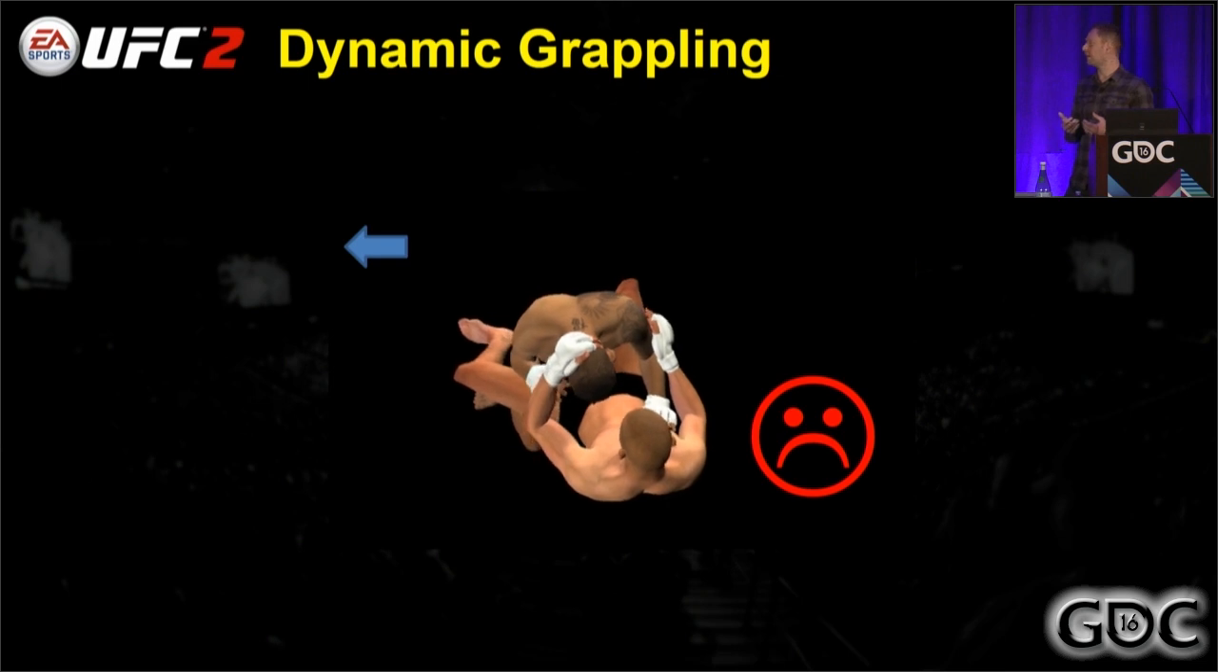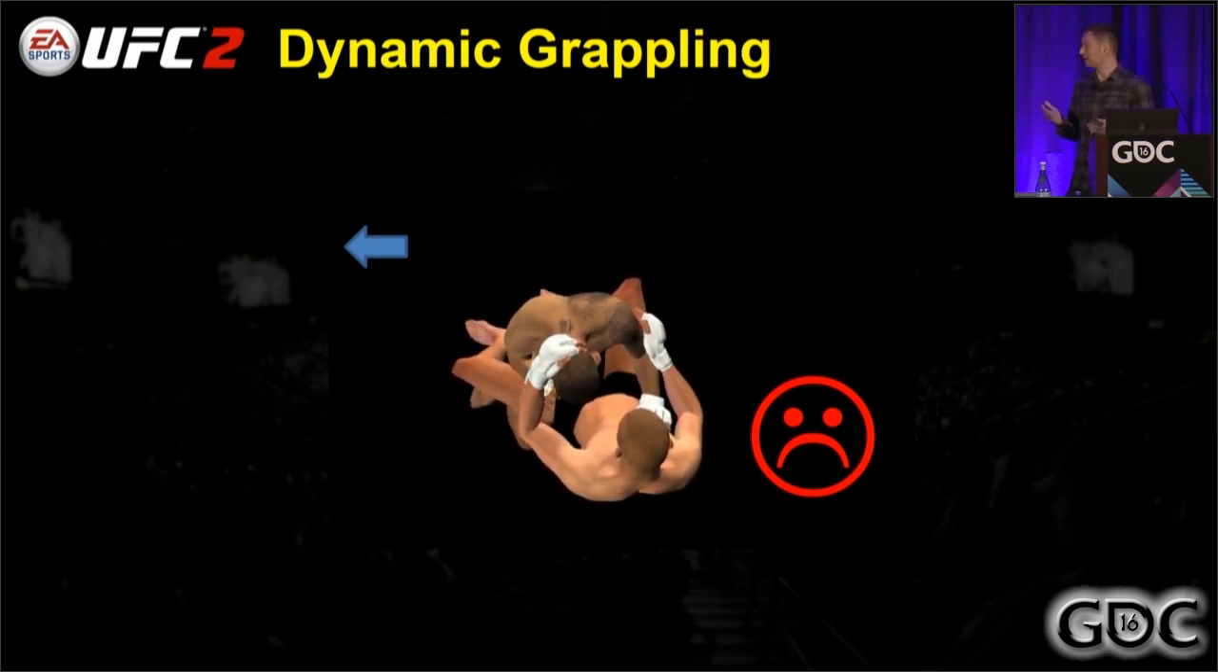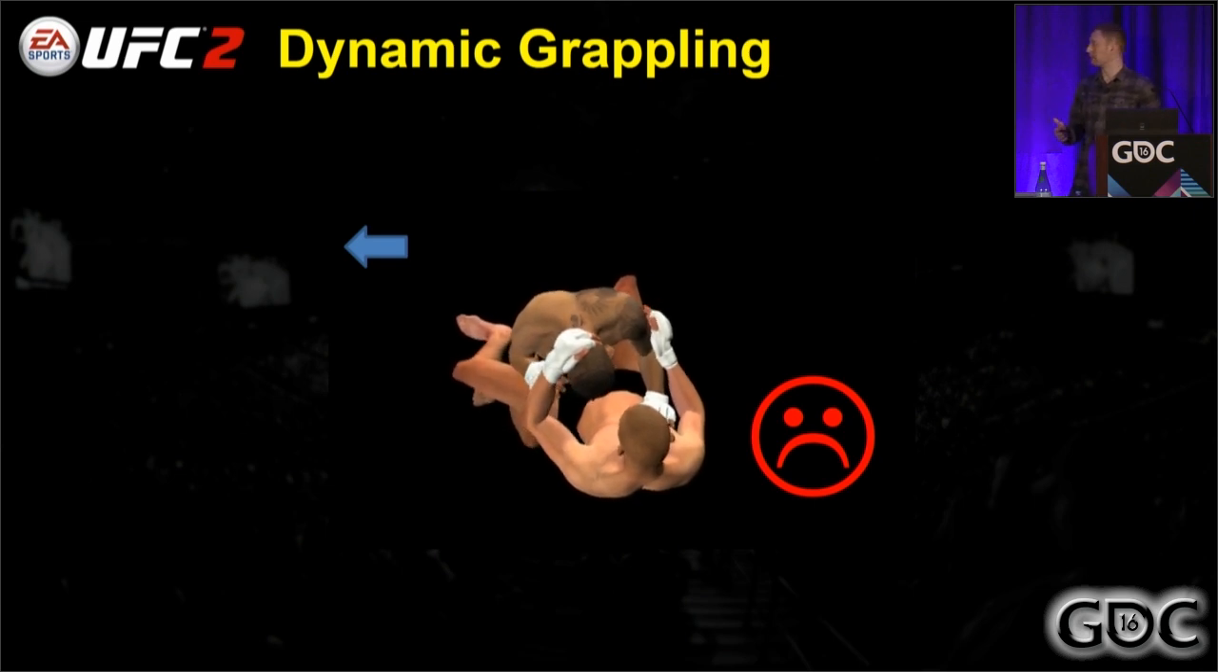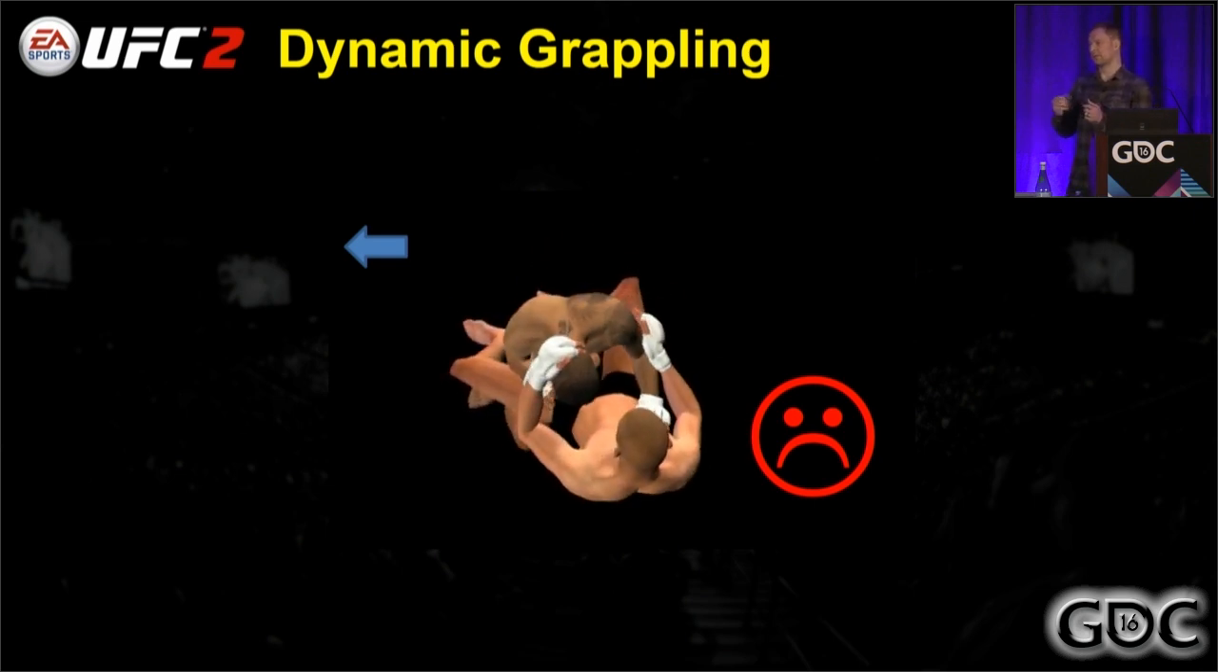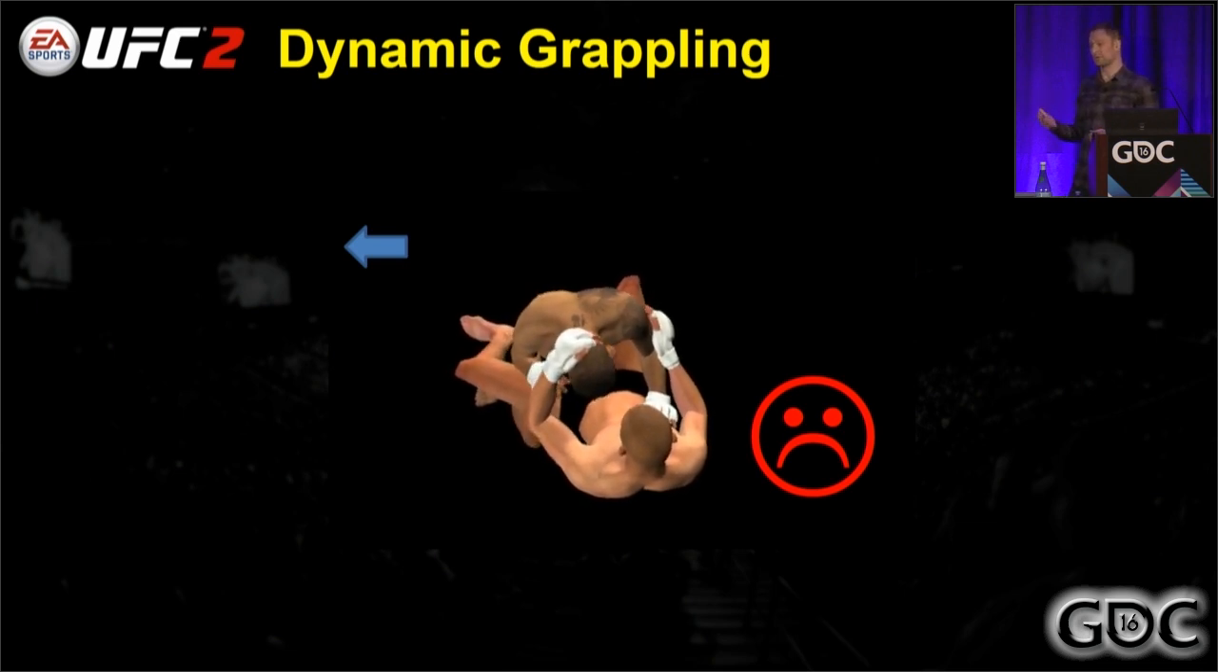No response from the game that he had done anything. He'd be locked out of any transitions. The only thing he could do is recognize that the top fighter had started a transition and play a denial animation, which just prevents him from doing his action. So this wasn't very good for users.